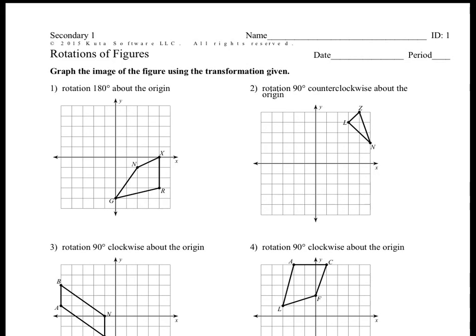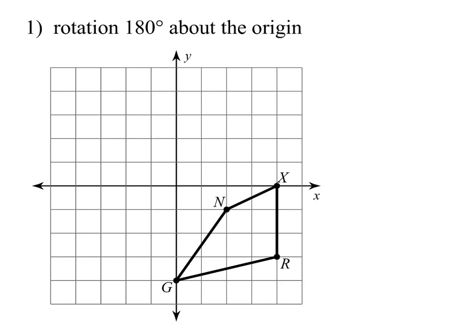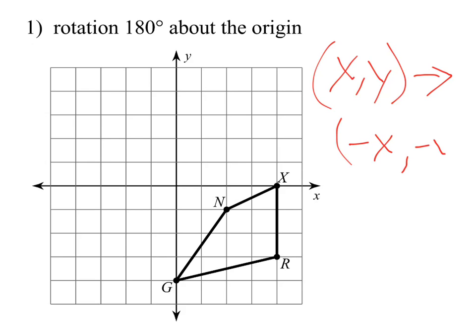Alright, time for the solutions for the rotation of figures assigned. So in this first section here, it's just asking you to graph the image using the transformation. And so here we're doing a 180-degree rotation around the origin, in case you don't remember. If you have two coordinates and you're trying to do a 180-degree rotation, all you have to do is just change the sign on both of those.